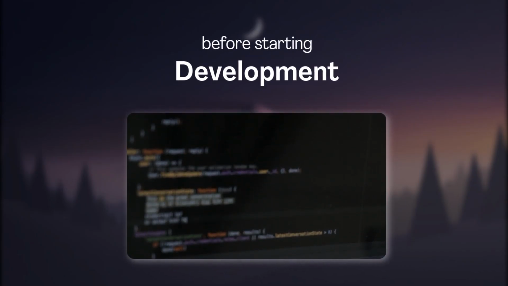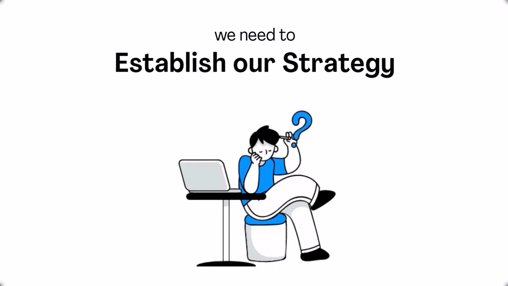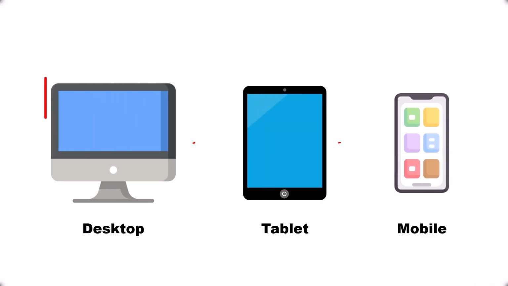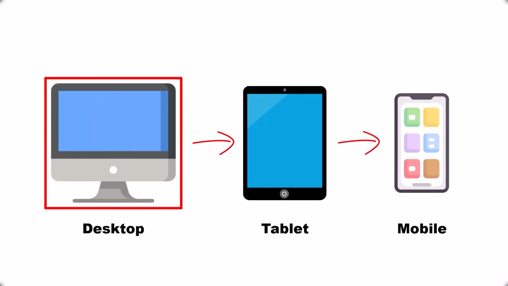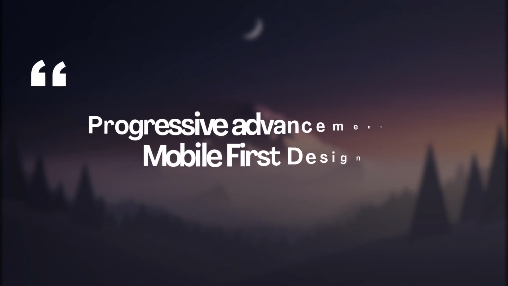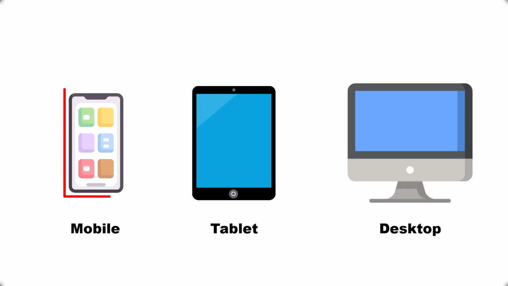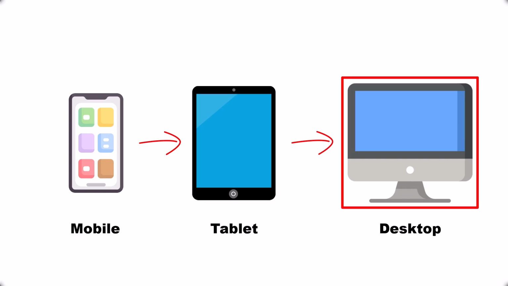Before starting the development, first we need to establish our strategy. Should we start from a mobile layout and then scale the interface up to the higher resolution? Or maybe we should start from a desktop and scale the interface down to accommodate the mobile device. The approach while scaling up is known as progressive advancement or mobile first design, in which first we design our UI for the mobile devices and then scale it up to the higher resolution like tablet and desktop. In this course, we will follow this approach while building our app.